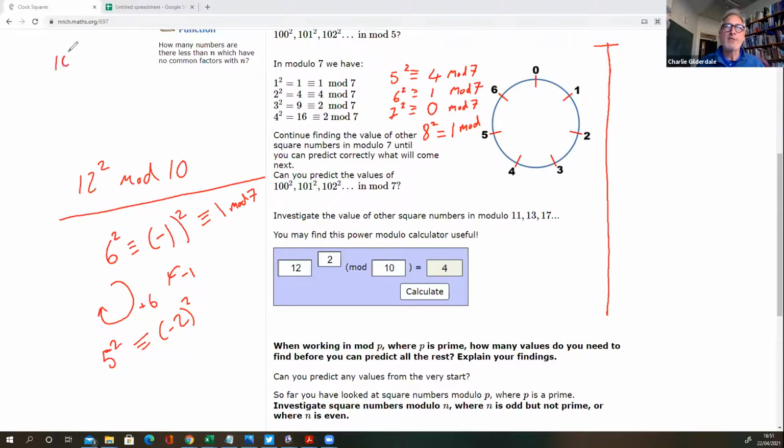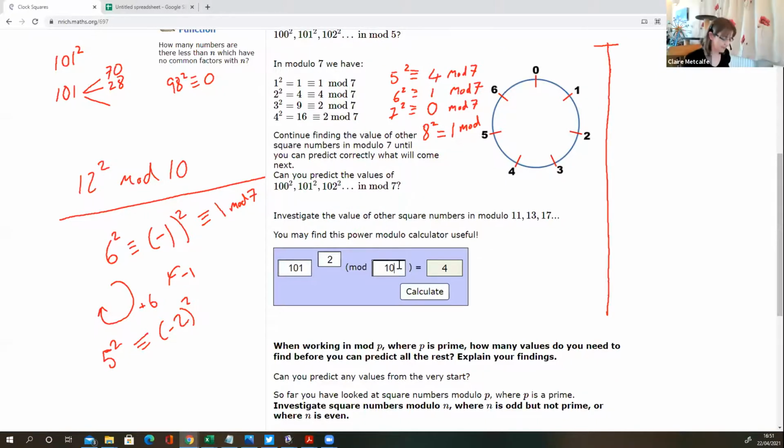So I know 70 squared is going to be 0. If I add another 28, I get to 98 squared. So 98 is a multiple of 7, so 98 squared is 0. So 101, can we check on the calculator? I think 101 squared modulo 7 is going to be the same as 3 squared, which is 2. So let's see. Modulo 7, which is 2.